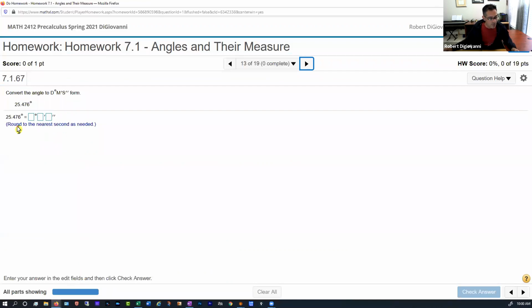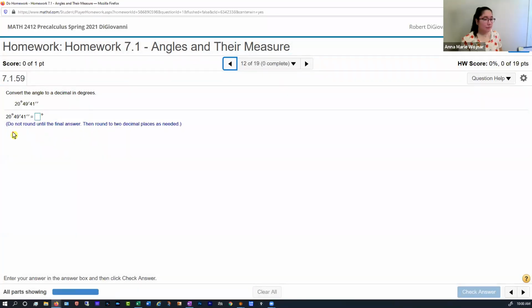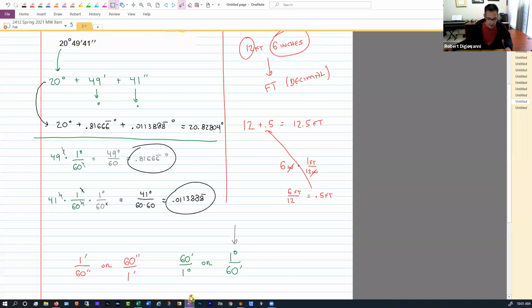Okay, round to the nearest second is needed. Wait a minute, I'm looking at the wrong one. Okay, do not round until the final answer, then round to 2 decimal places. See, the instructions told us 2 decimal places. So what do you think, 20.828? We're going to round to the second decimal place.